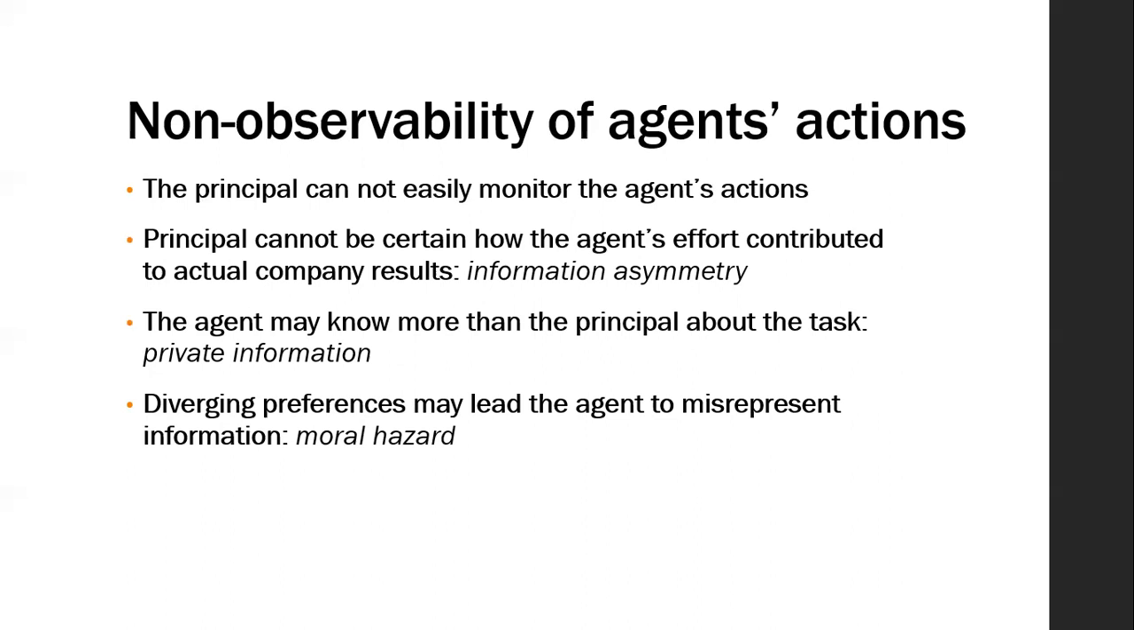There's information asymmetry because the agent has more private information. They know the details of operations. Diverging preferences between the principal and the agent may lead the agent to misrepresent information, or moral hazard. For example, earnings management. That's a usual moral hazard. If you're in management and you have stockholding or shares in the company that you're managing, it means you also want the share price to go up, because when the share price goes up, the value of your wealth increases.